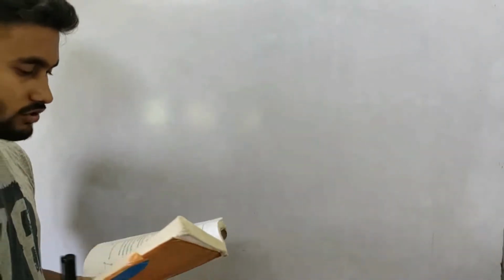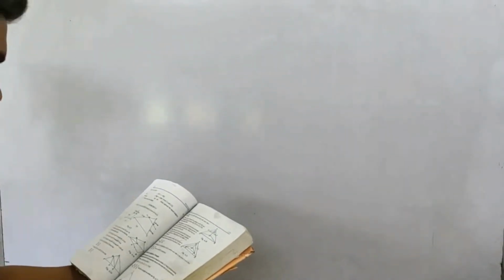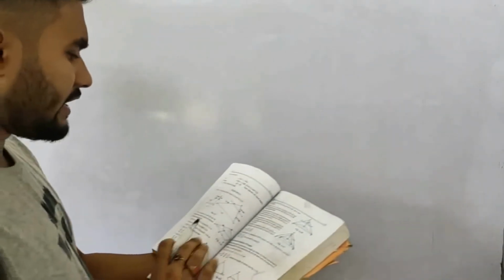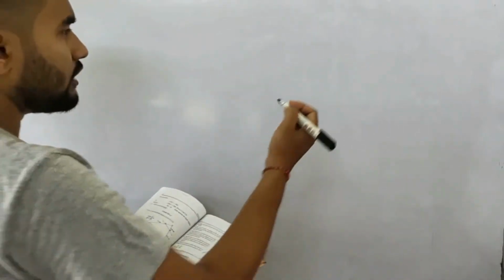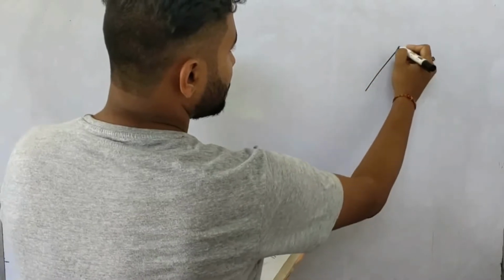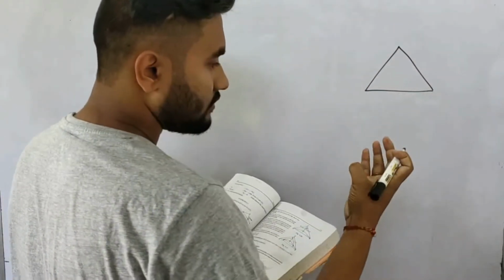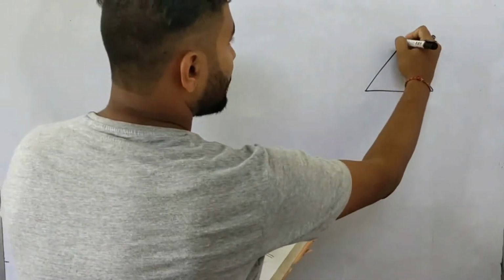See what is given in question number 2. E and F are points on the sides PQ and PR respectively of a triangle PQR. At first, let us draw triangle PQR. So this is triangle PQR.